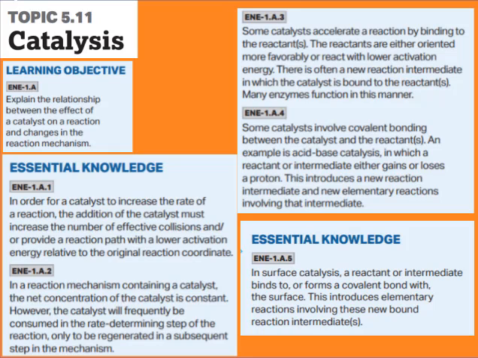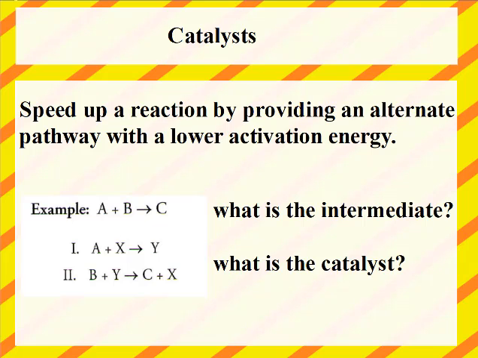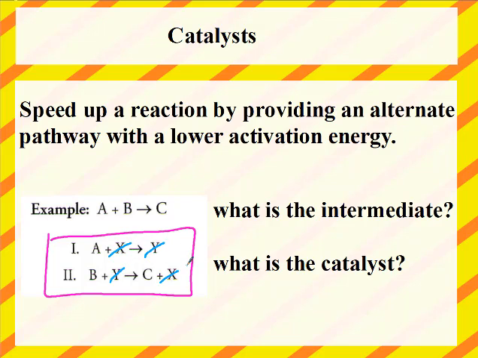So go ahead and read about catalysts on this page. Restart when you're done. So we've already touched this on a previous slide, but remember that catalysts speed up a reaction by providing an alternate pathway with a lower activation energy. So given this mechanism, what is the intermediate and what is the catalyst? You said Y is the intermediate and X is the catalyst. You are correct.